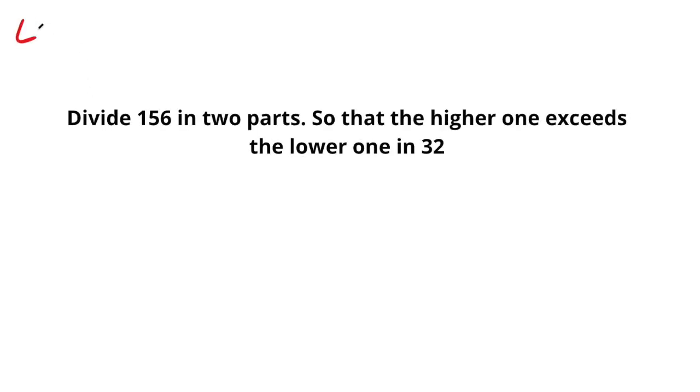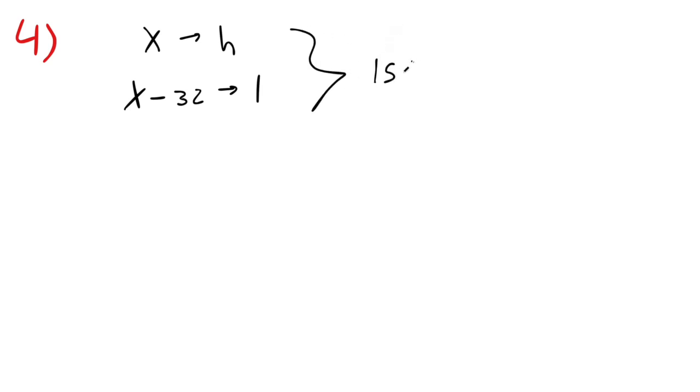Now, what about the fourth example? We have to divide 156 in two parts so that the higher one exceeds the lower one by 32. What does that mean? Well, we know that x is gonna be the higher, but what is gonna be the lower one if it is lower by 32? So it is gonna be x minus 32. Those two, what did it equal? It equaled 156, right? So x plus x minus 32, which is higher plus the lower, is equal to 156.